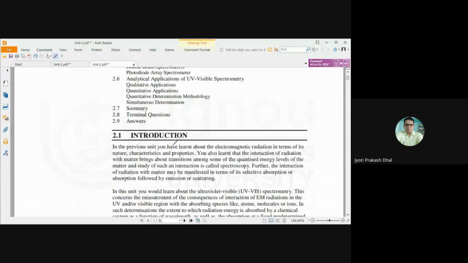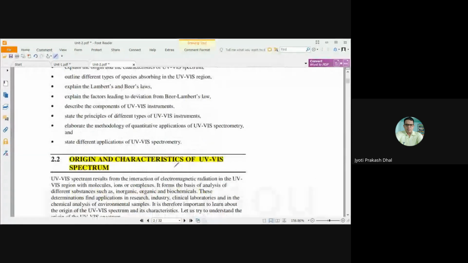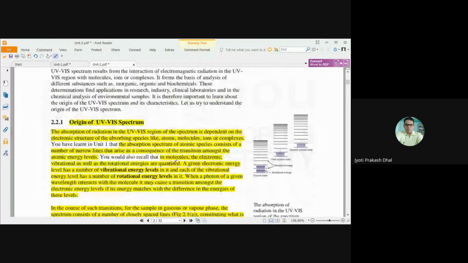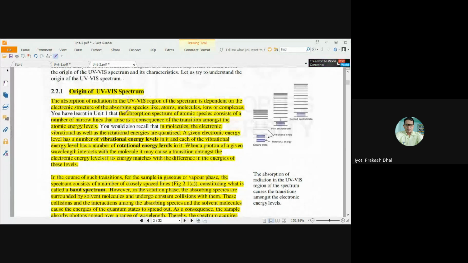Because we have already discussed this in the introduction part, first we'll discuss the origin of the UV visible spectrum. We know that the absorption of radiation in the UV visible region of the spectrum is dependent on the electronic structure of the absorbing species, which may be an atom, molecule, ion, or complex.